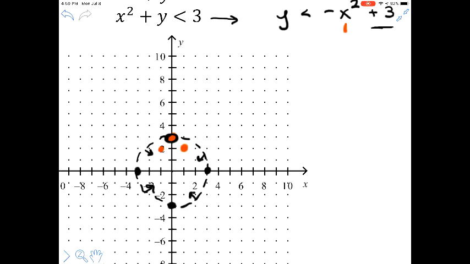Has anybody drawn their parabola yet? Is it a dotted parabola? Underline that it's solid, but if it's not, then it's got to be a dotted parabola. All right.